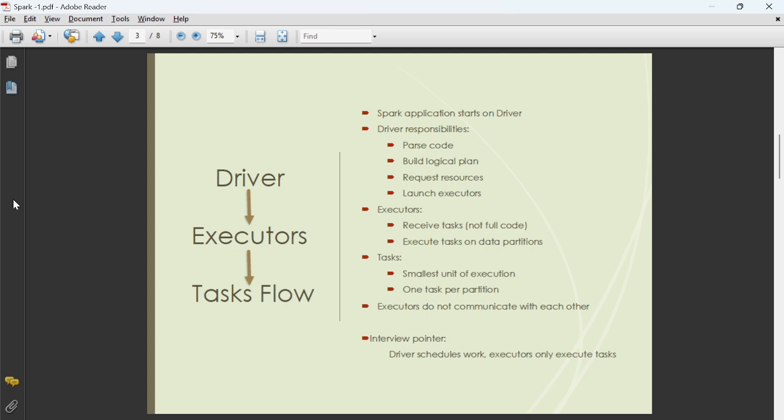Now comes the very important concept, tasks. Executors do not receive your entire program, they receive tasks, which are the smallest unit of work in Spark. Each task processes exactly one partition of data. Also, remember this clearly, executors never talk to each other. All coordination happens through the driver. This single point of coordination is the key to Spark's execution model.